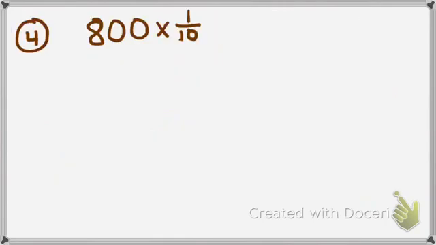Example number 4, sometimes you'll see a problem with a fraction that may look like this. 800 times 1/10. Listen to that, times 1/10. Well, that 1/10 as a fraction is the same as writing it as a decimal this way. It's the same as 0.1. 1/10 as a fraction, 1/10 as a decimal. I'm still multiplying that 800 by 1/10, so I follow the same format.